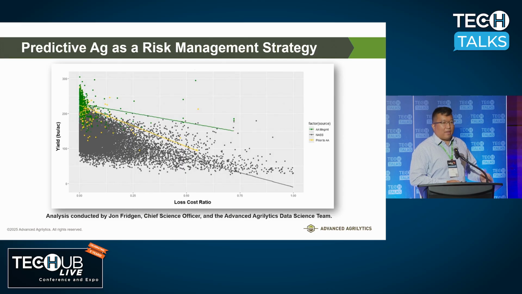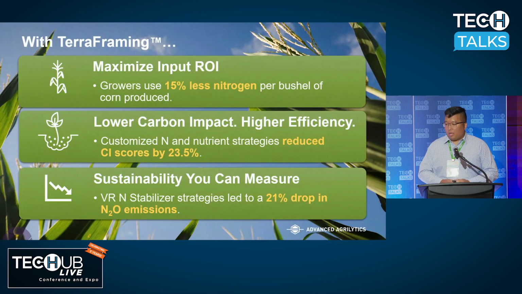And we're not just about agronomic efficiency here. We also provide sustainability that you can measure. With our TerraFraming platform, these are just 3 metrics that we've pulled for today. You can maximize input ROI. On average, our growers use about 15% less nitrogen to produce the same bushel of corn.